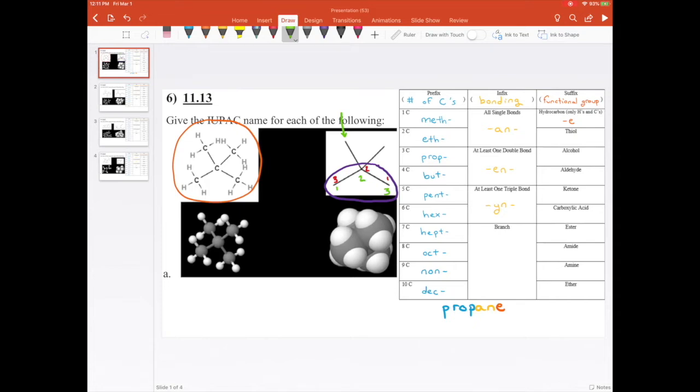In the green way of numbering, one branch is coming off of carbon 2, and the other branch is also coming off of carbon 2. In the red way of numbering, one branch is coming off of carbon 2, and the other branch is also coming off of carbon 2. So these tie, and it doesn't matter which way you number it. I'm going to go with the green.